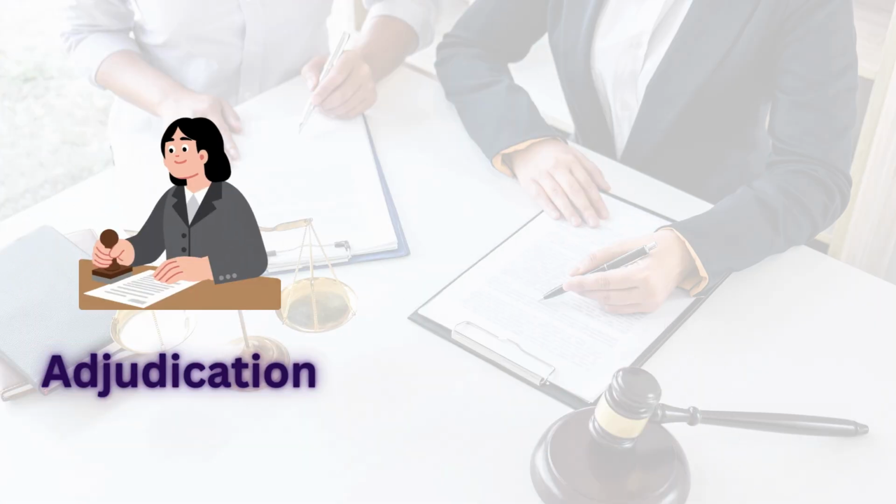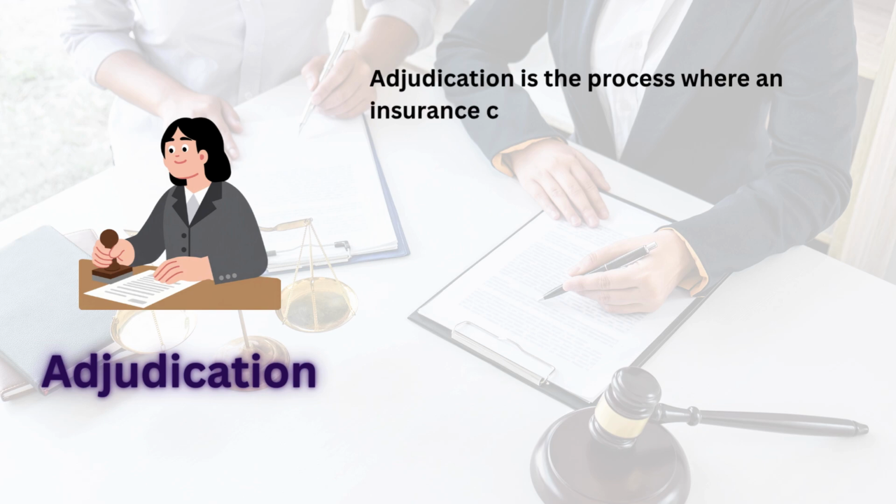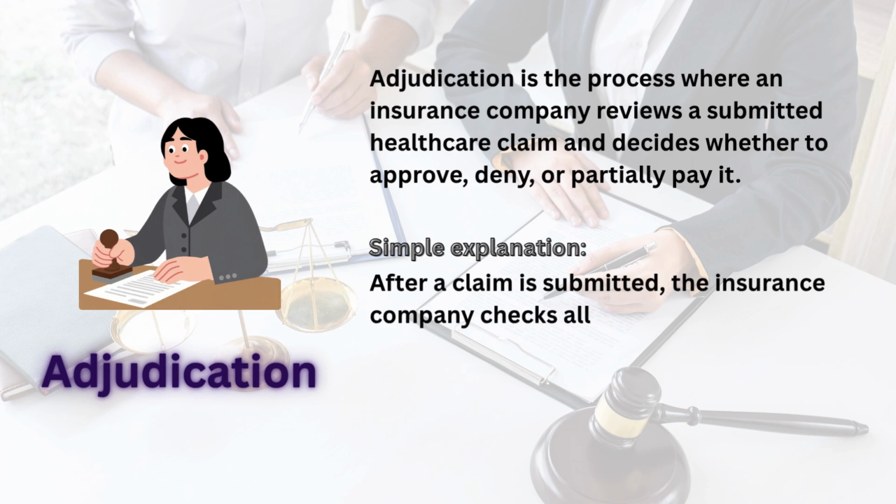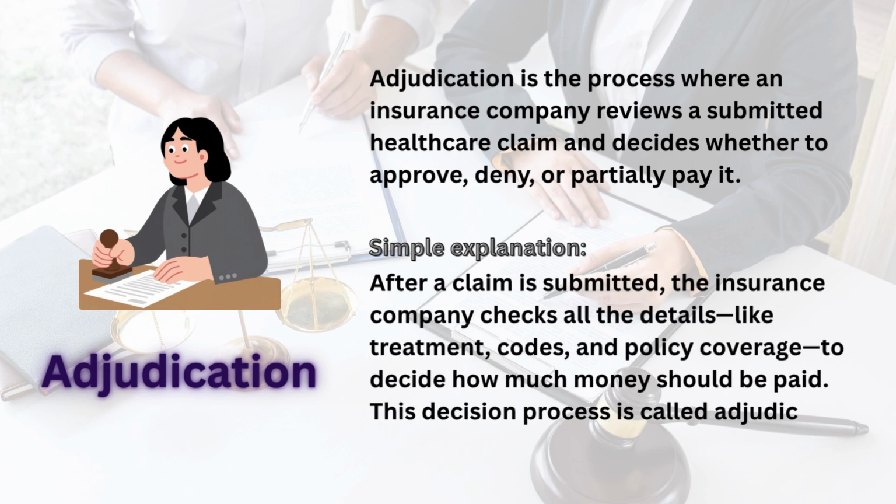Let's understand adjudication. Adjudication is the process where an insurance company reviews a submitted healthcare claim and decides whether to approve, deny, or partially pay it. In simple explanation, after a claim is submitted, the insurance company checks all the details, like treatment, codes, and policy coverage, to decide how much money should be paid. This decision process is called adjudication.